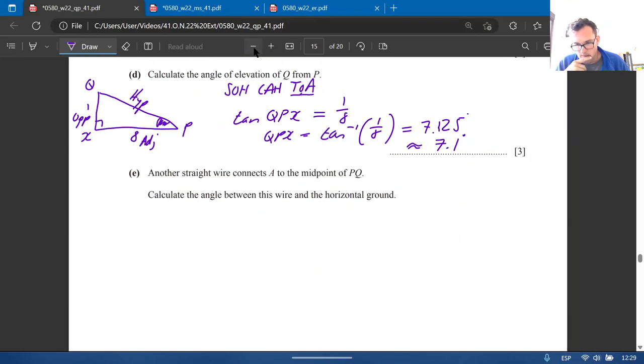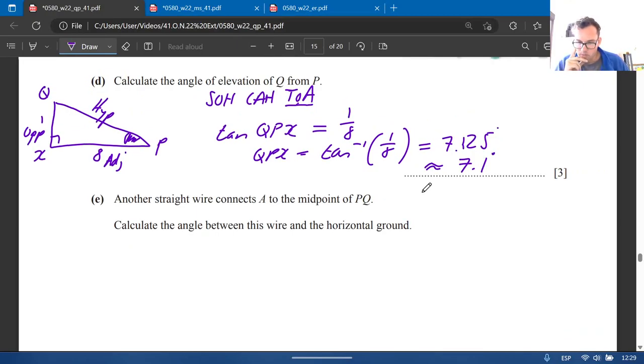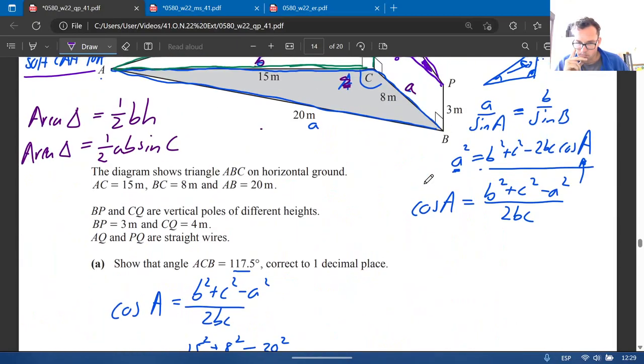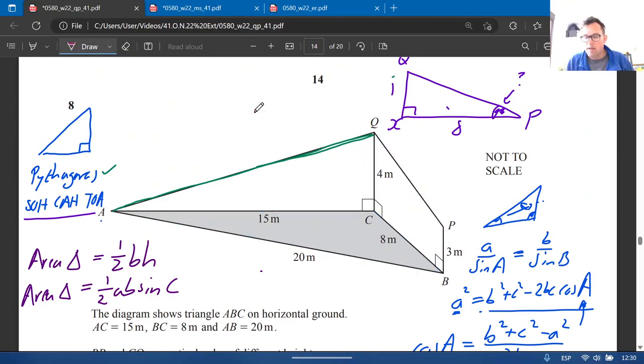And now, question E: another straight wire connects A to the midpoint of PQ. A to the midpoint of PQ. Now this gets insane. Let's clear the clutter. A wire connects from A to the midpoint of PQ.